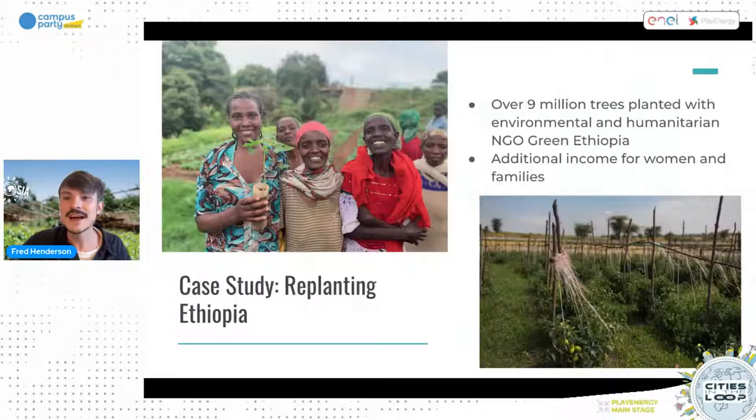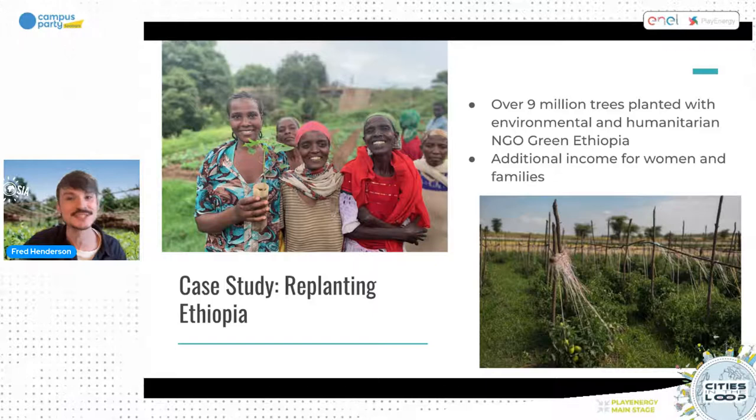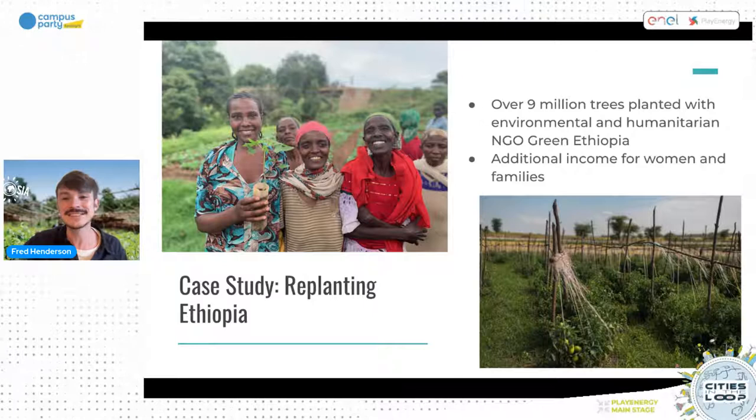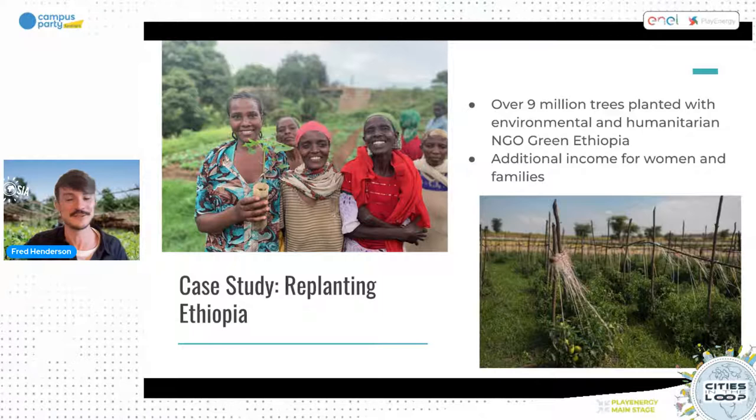And to give you a few examples of where Ecosia is planting trees because of our search engine users is Ethiopia, where we have planted over 9 million trees with an NGO called Green Ethiopia. And what's so great about this project is that the trees are planted as part of an agroforestry system, as I mentioned earlier. And the bottom right image here is of a lush tomato field in the middle of the Ethiopian desert.